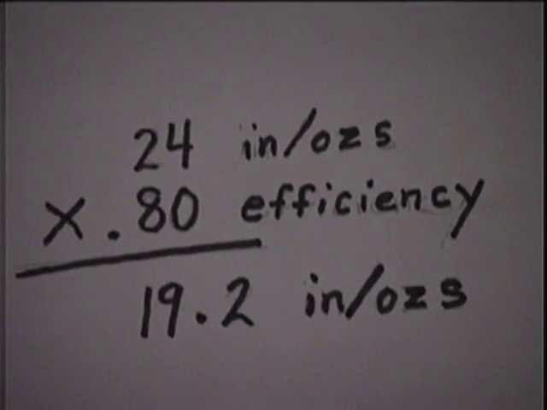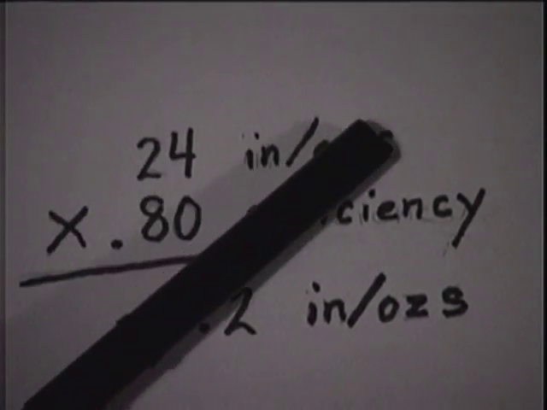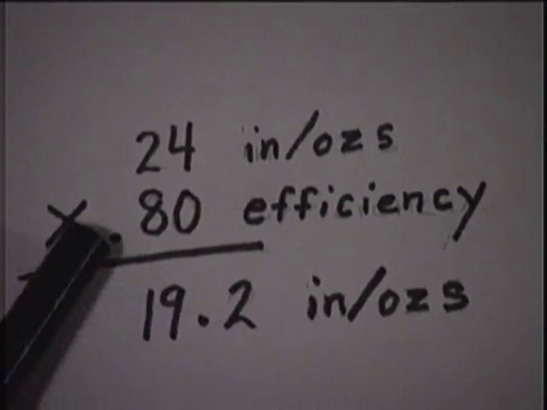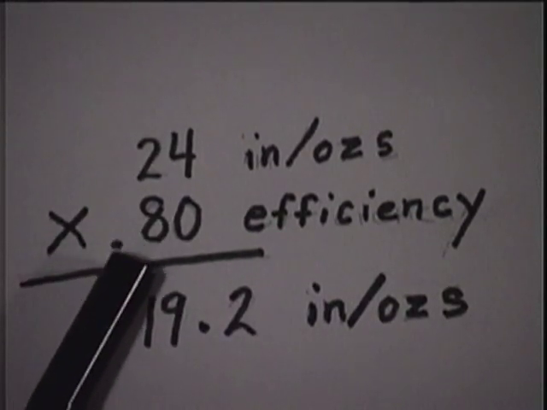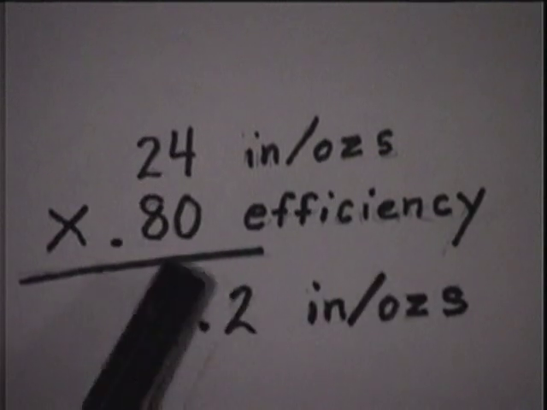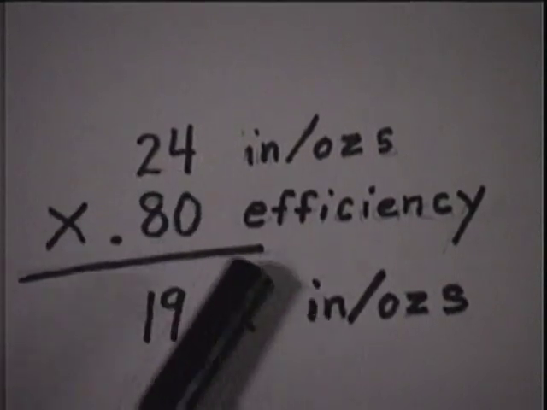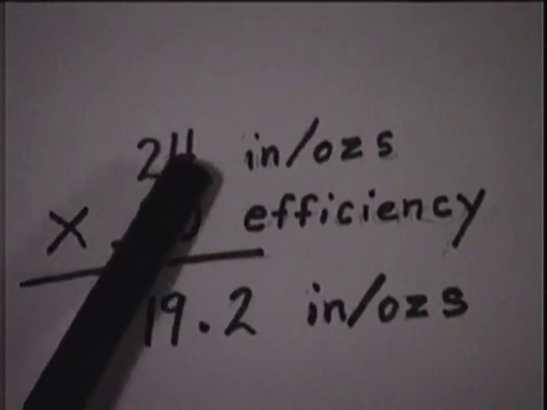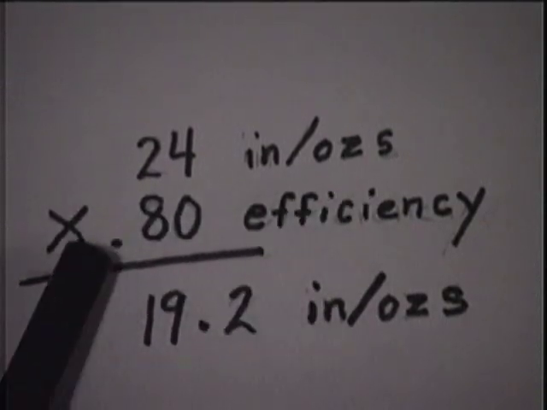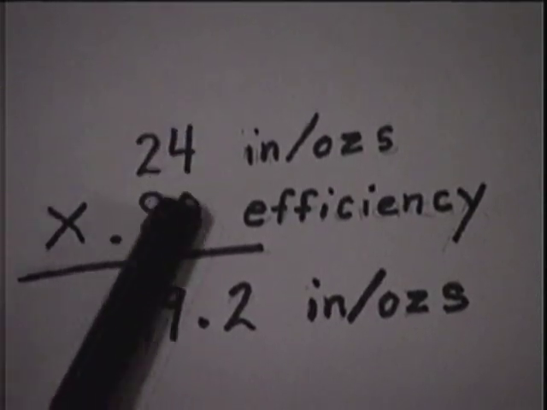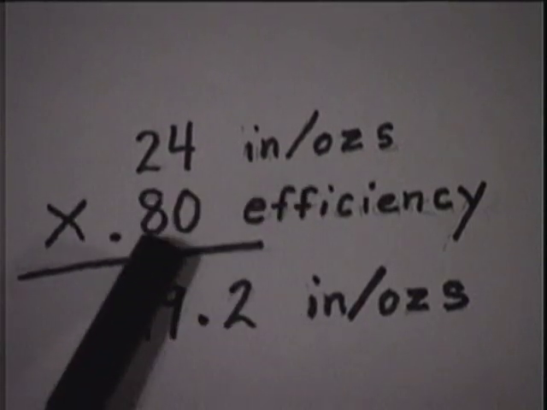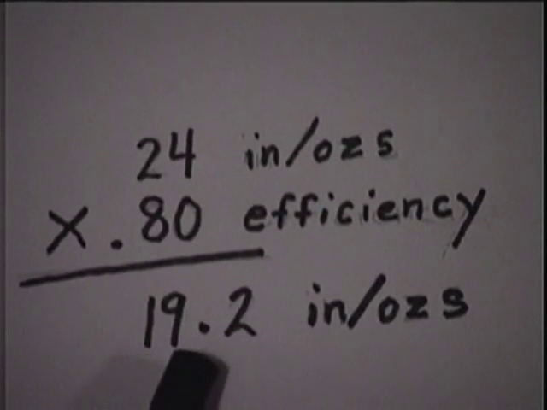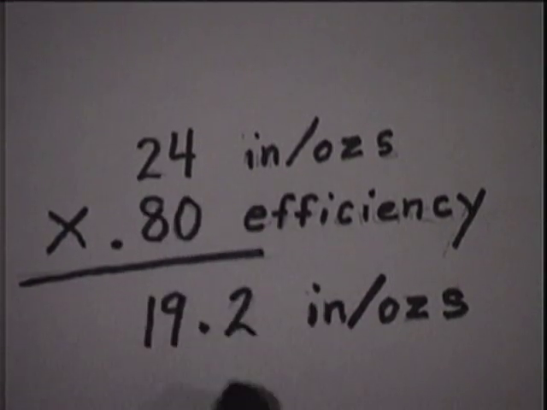Now we have to reduce the 24 inch ounces energy gain further because we can't capture 100% of it. I have written in an 80% efficiency. Now this is somewhat arbitrary, but this is a good conservative figure, 80% efficiency. If we take 80% of 24, that means we subtract out 20%, and we get 19.2 inch ounces real energy gain up to this point.